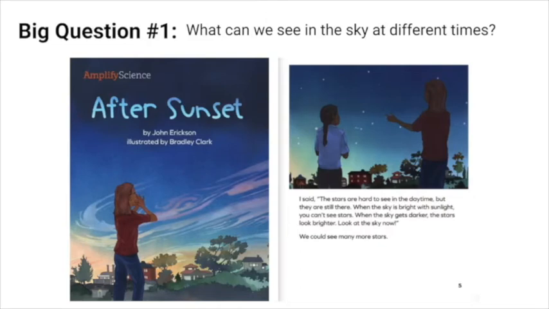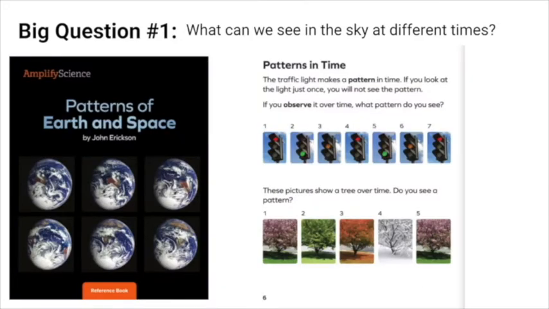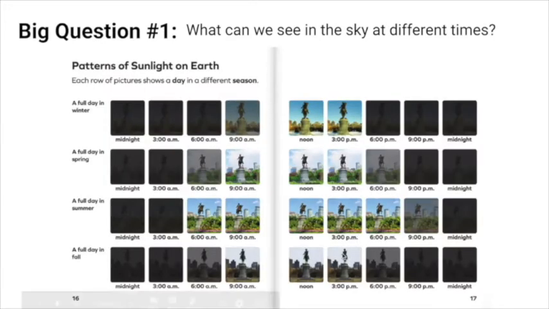Students then read the book after sunset and learn more about the sky in the nighttime and what can be seen in the transition between night and day. Students read the book Patterns of Earth and Space, which introduces students to the idea of patterns over time, such as changes in the seasons and changes in time of day.